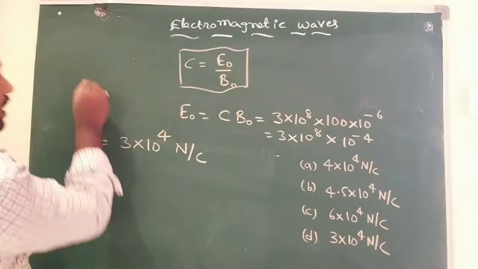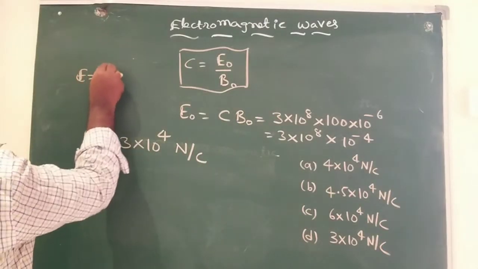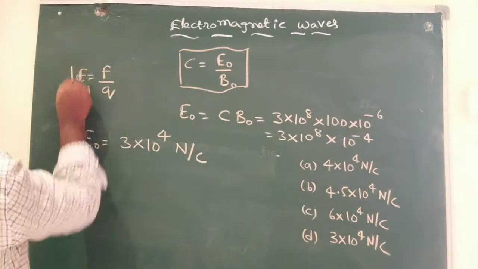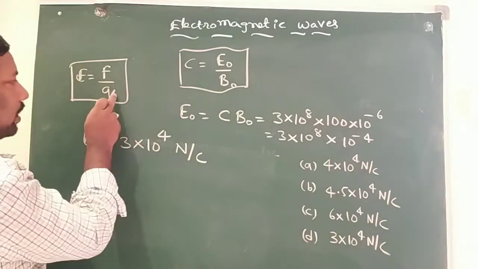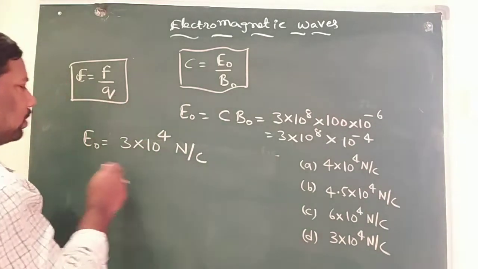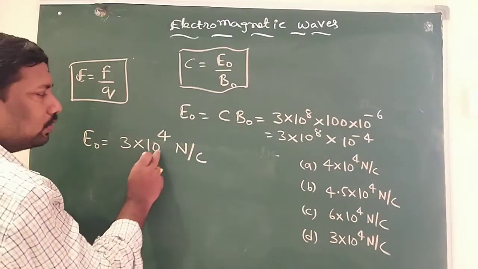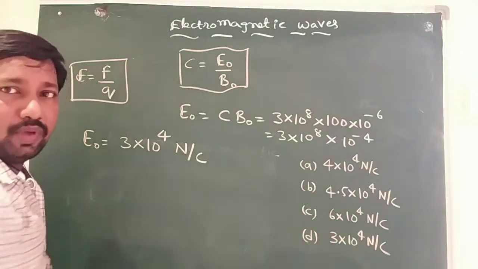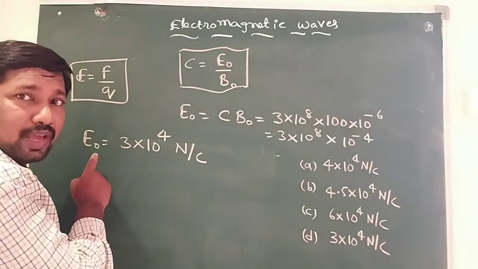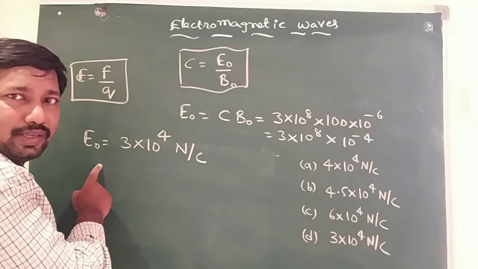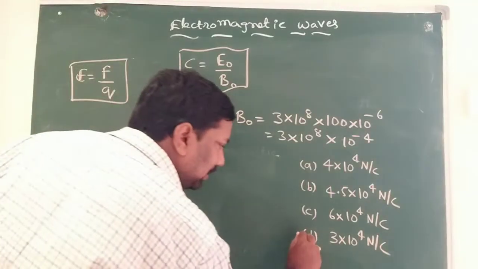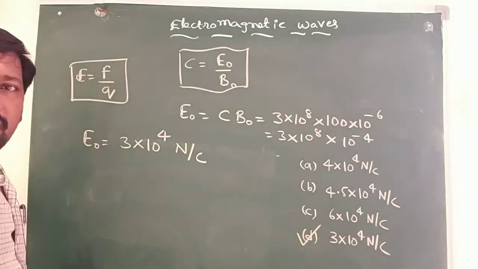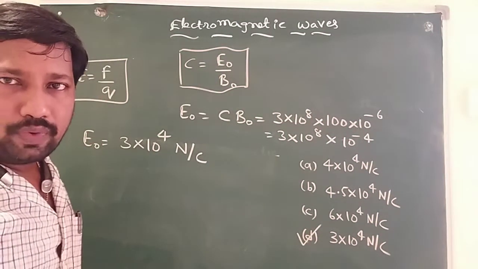Its unit is Newton per Coulomb. Why? Because electric field equals F by Q. Here F is the force, so the SI unit is Newtons, and Q is the charge, that is the Coulomb. So therefore E naught equal to 3 into 10 power 4 Newton per Coulomb is the maximum electric field intensity or strength. So the right option is D, 3 into 10 power 4 Newton per Coulomb.